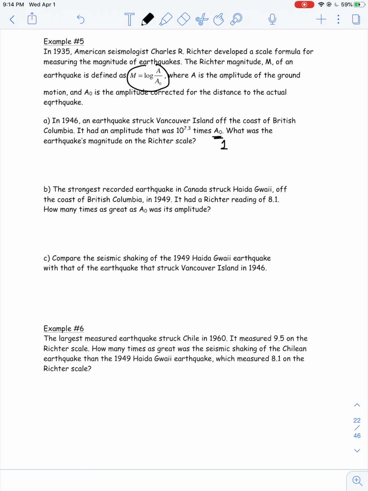So we're replacing A with 10 to the power of 7.3. So the magnitude equals log of 10 to the power of 7.3 divided by 1. That's pretty much what we're really saying.